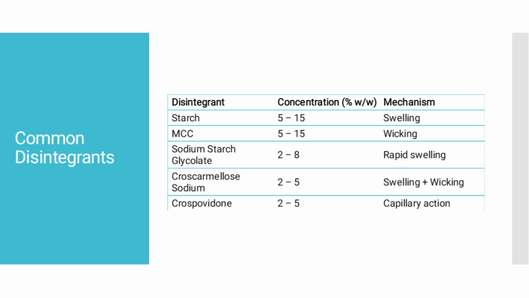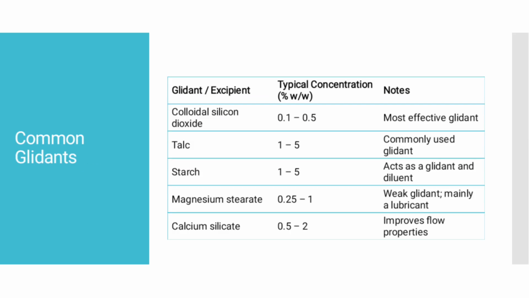Then moving to third one, that is sodium starch glycolate. It is used in the concentration of 2 to 8% and shows rapid swelling. Moving to next one, croscarmellose sodium is used in concentration of 2 to 5% and works by swelling and wicking. Then moving to next one, crospovidone at 2 to 5% works by capillary action only. Students, remember, crospovidone does not swell. Okay, moving to next slide.